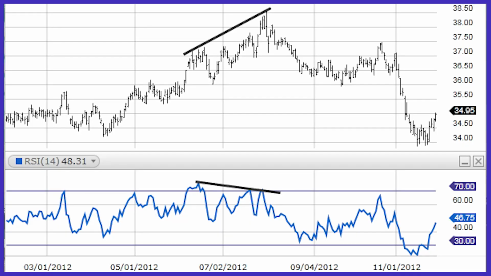What is RSI? The Relative Strength Index (RSI), developed by J. Wells Wilder, is a momentum oscillator that measures the speed and change of price movements. The RSI oscillates between 0 and 100. Traditionally, the RSI is considered overbought when above 70 and oversold when below 30. Signals can be generated by looking for divergence and failure swings. RSI can also be used to identify the general trend.